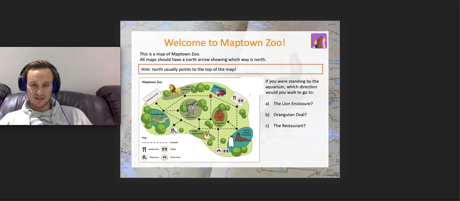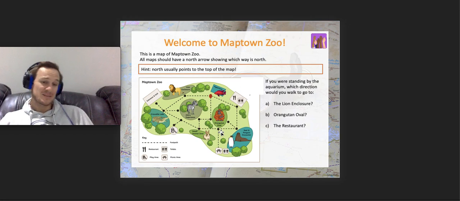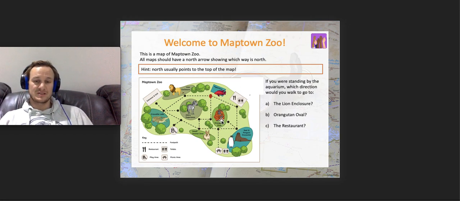If I was here and I was going to Orangutan Oval, that's straight down. If I picture Australia, south, or the South Pole. South Pole's a great one as well, so I'd have to be walking south. And if I was going to the restaurant, which is here, you probably get away with saying you're going to walk east, but technically you're walking diagonally down. So we're not going to say east, south. We're going to start with the south part. So I'd say we're walking southeast to get to the restaurant.